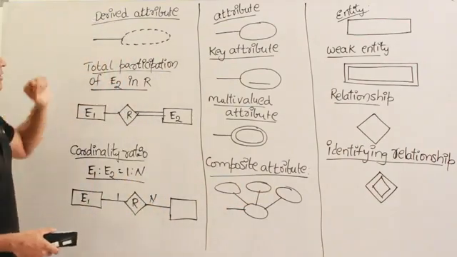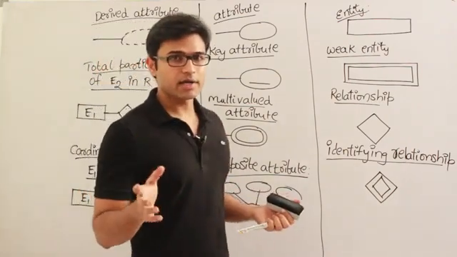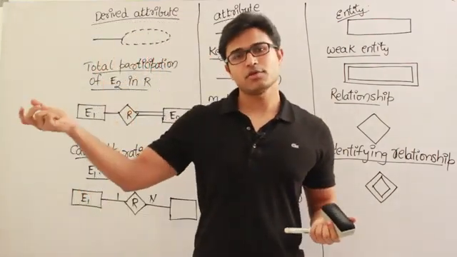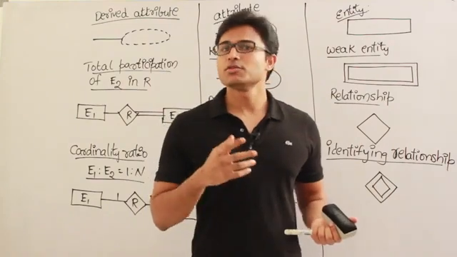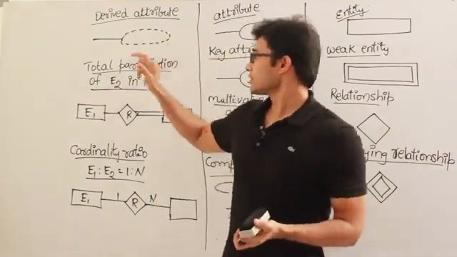And the next one is the derived attribute. A derived attribute means we don't store that attribute. Based on some other attribute we derive this. For example, based on date of birth we derive the age. So this is the derived attribute representation.